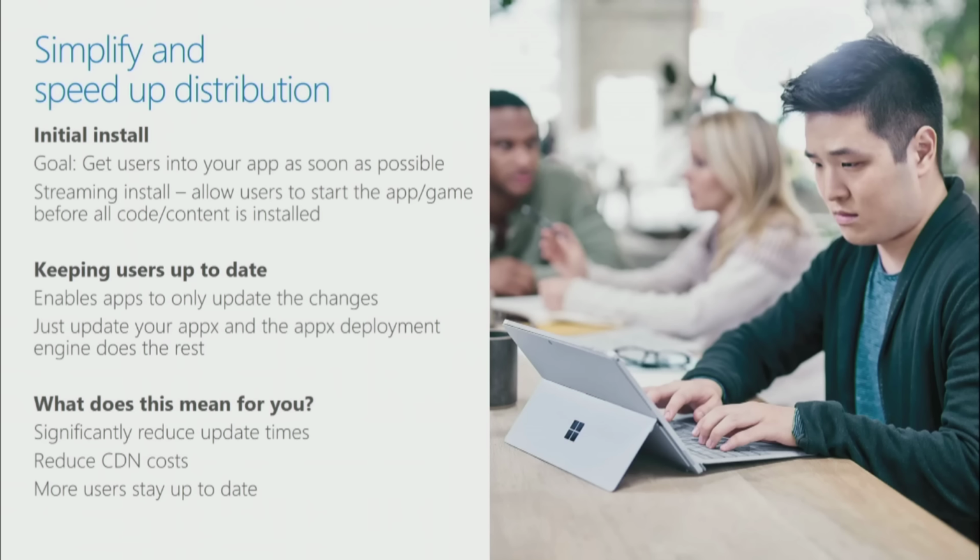Think about your CDN costs. If all you're updating is a 64K DLL and your application is 100 megabytes, why should you have to download the 100 megabytes of app again? AppX and our deployment pipeline will just download the changes. So it really helps in terms of getting those updates to your users. So it reduces update times. It reduces your CDN costs. Now, if you come to the store, then your CDN costs are essentially zero because we're doing that for you. So that's another great advantage. But more users stay up to date, and everybody wants their users to stay up to date.